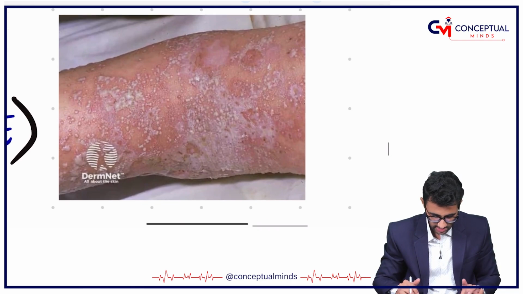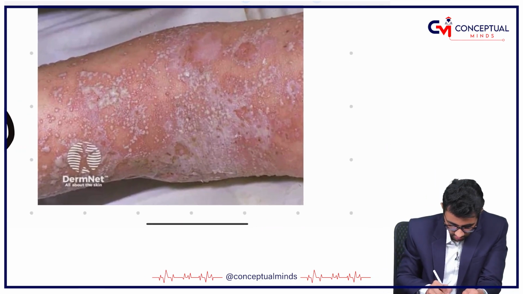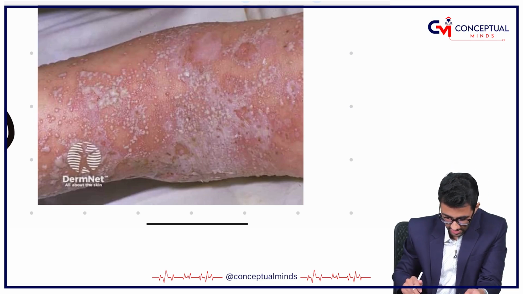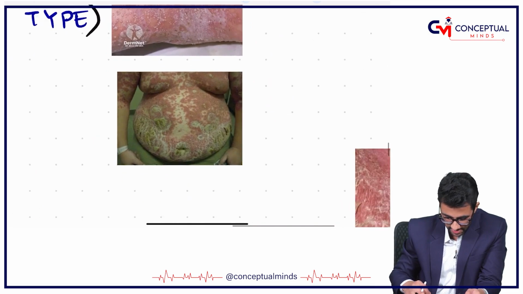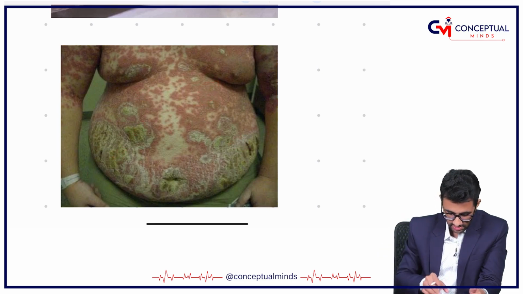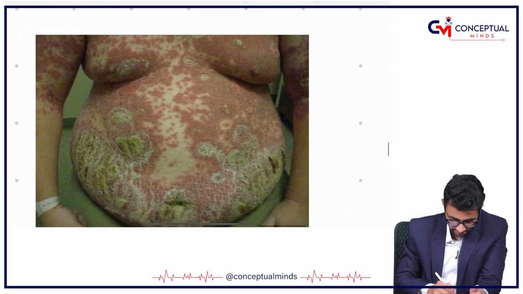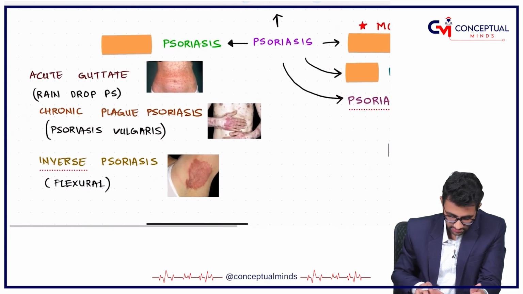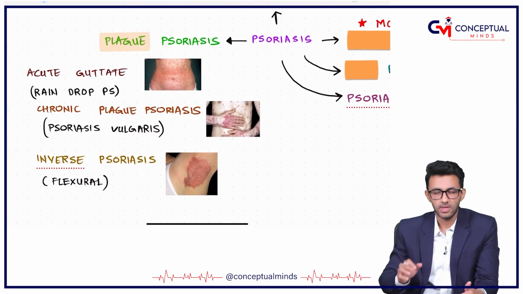As you can see in this image, there is so much pus right underneath the skin. So this is the generalized type, and in this patient there is also some bright pus. Near the belly we can see some lesions, and the whole body has been involved. So this is the generalized type. Let us move on to the next one, plaque psoriasis.